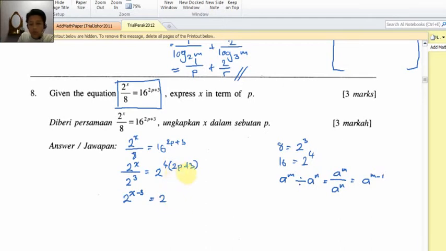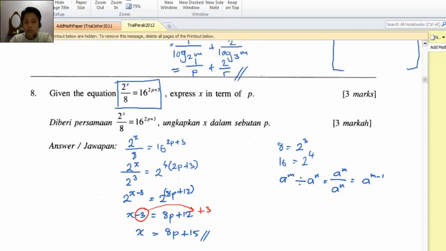Let's multiply 4 and 2p plus 3, equal to 8p plus 12. There you go. So let's get rid of the base 2, right? We just take a look at the index. x minus 3 is equal to 8p plus 12. So we need to express x in terms of p. What we need to do is move minus 3 over to the other side, so it becomes plus 3. So x is now equal to 8p, and then 12 plus 3 is 15. So that's the answer.